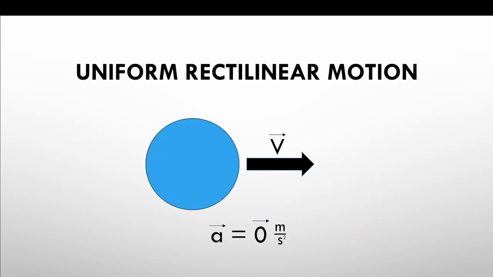The objective of the lab in question is to compare the computational results of a simulation to real-world observations of a simple uniform rectilinear motion. We're gonna see that it's very hard to replicate such an ideal situation.